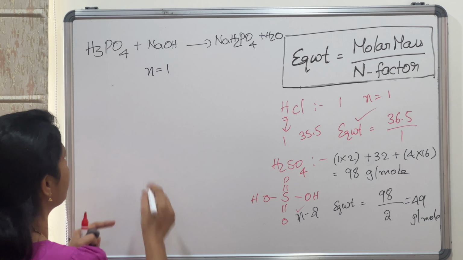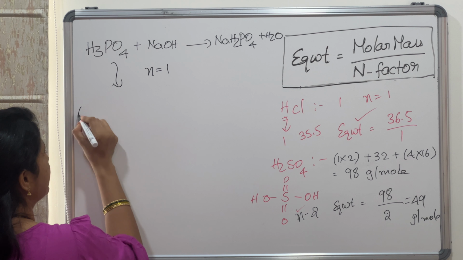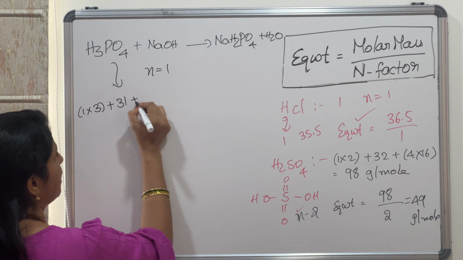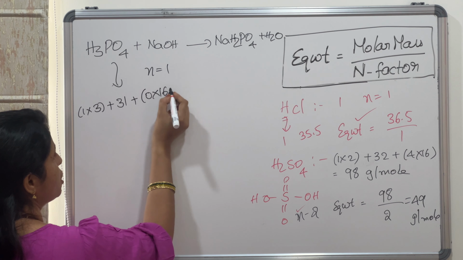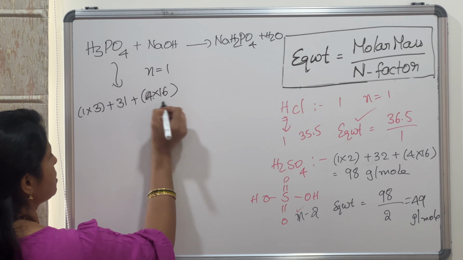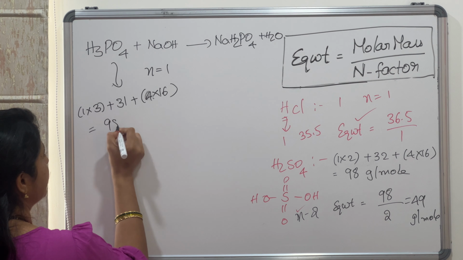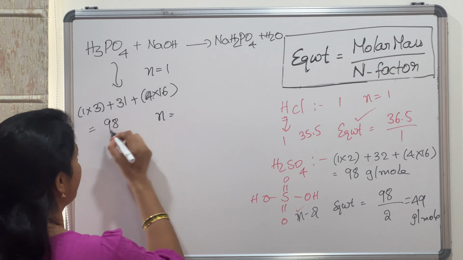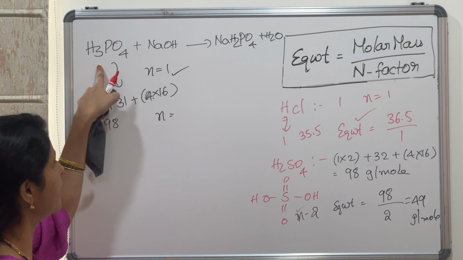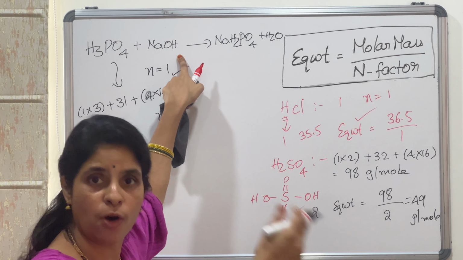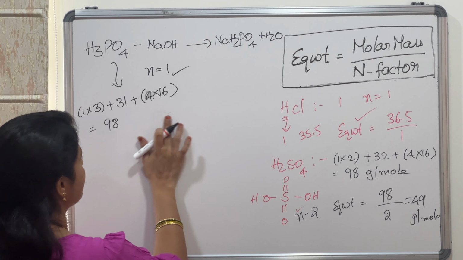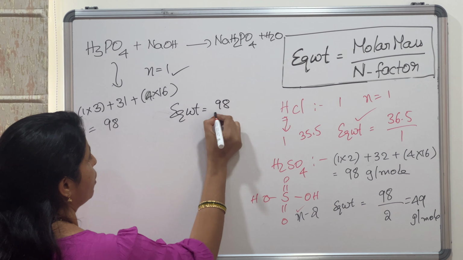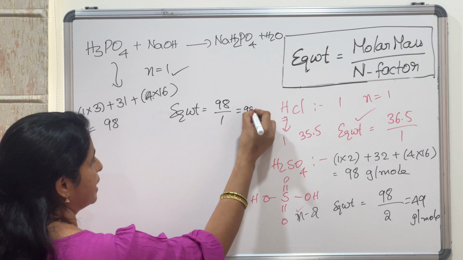1. Now if you calculate, hydrogen is 1, phosphorus is 31, and oxygen is 16. With 4 oxygens, you will get 98. So what is the n factor for the above reaction? The n factor is 1 because only 1 hydrogen is replaceable in the above reaction. So what is the equivalent weight? Equivalent weight is equal to 98 by 1, so it is 98 grams per mole.